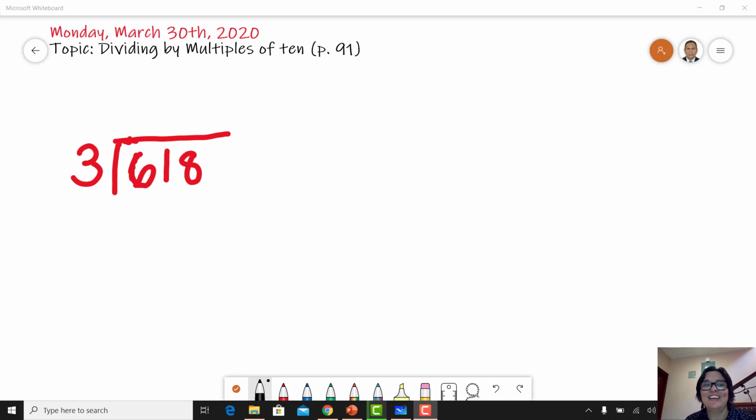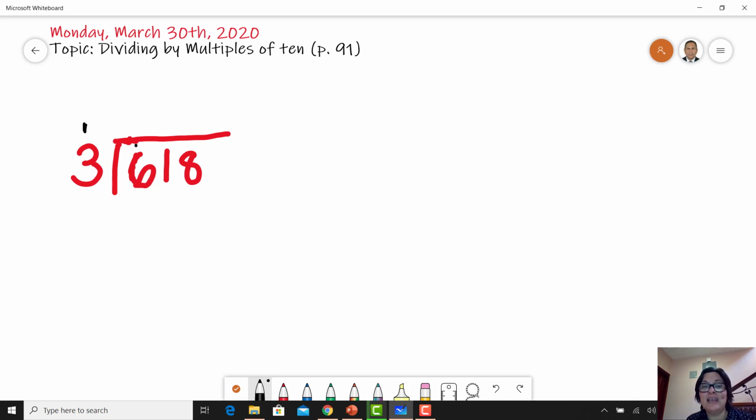Good morning, guys. Today is Monday, March 30th, 2020, and the topic for today in math is dividing by multiples of 10, page 91. But before going to that page, we are going to review what we were learning last week. Here we have a division with only one number in the divisor. Okay, one number in the divisor, so we take only one from here.